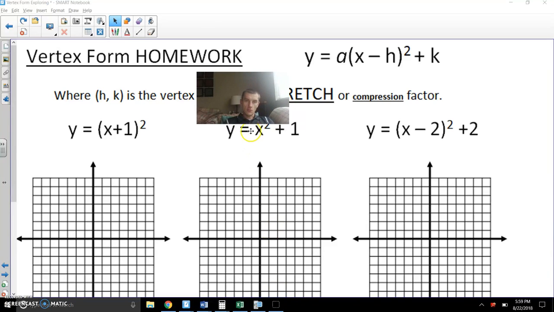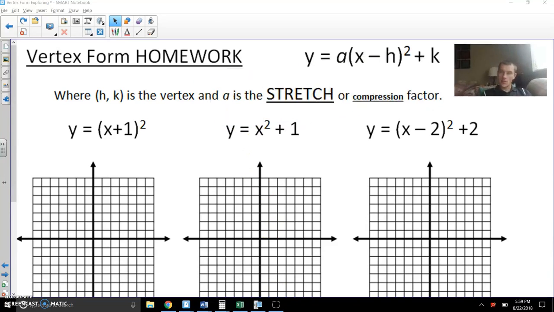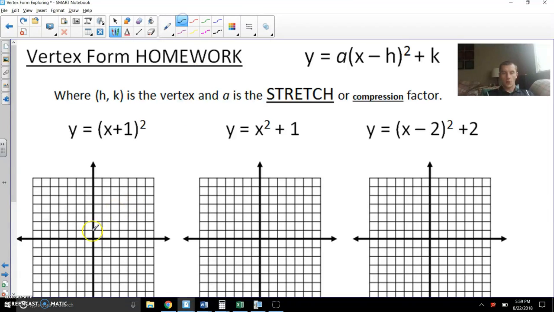What's up, Algebra 2? I am sitting on the couch here at the house, and I was going to try to help you with the homework if you need some support. It is hard for me to draw on this and make it look nice, so I'm just going to put the points that you need, and you can obviously connect them, and I'll try to connect them by tomorrow. But let's go ahead and jump into it.